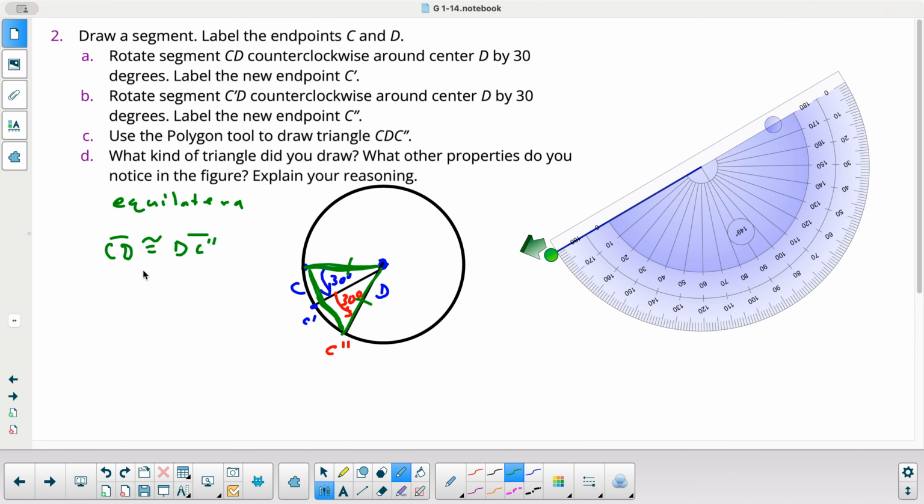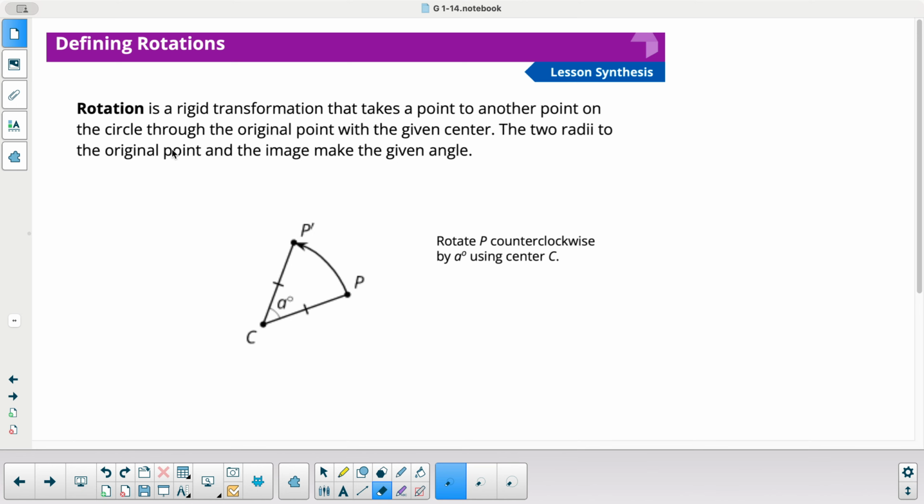So I would say CD is congruent to DC double prime because they're radii on the same circle. And then C double prime is congruent to it also because this angle here is 30 plus 30, 60. And then these are congruent because it's isosceles. So because all of these are 60s, we know that it's an equilateral because equilaterals always have all three angles as 60 degrees.